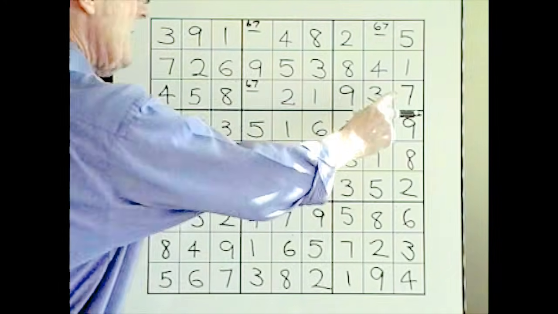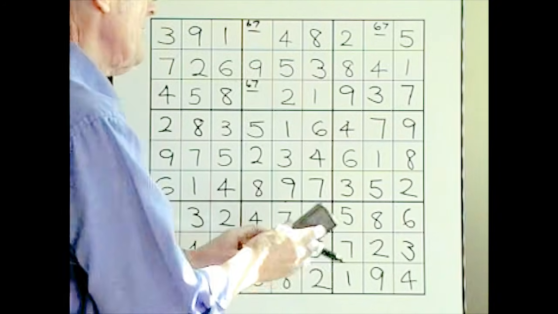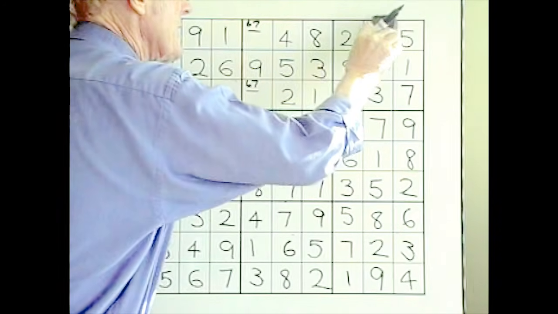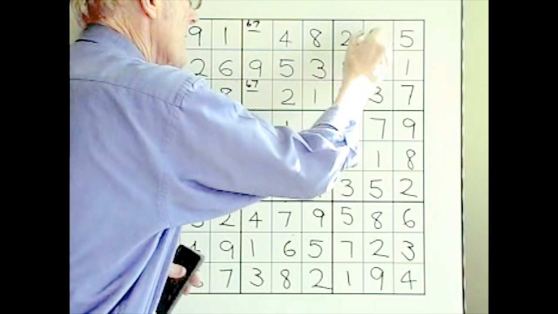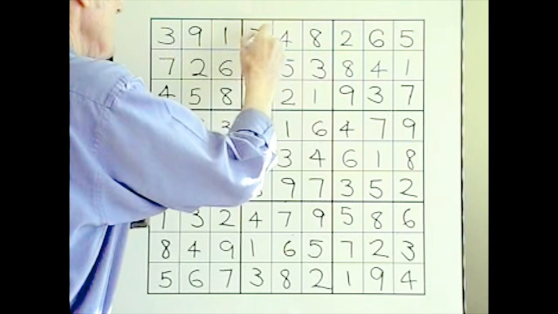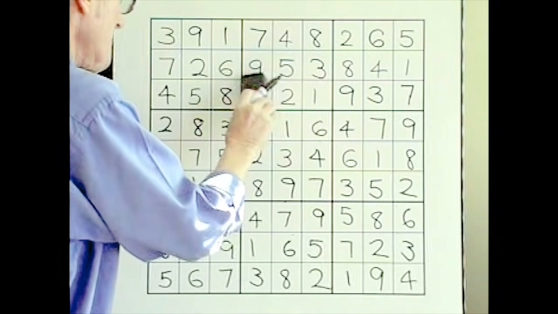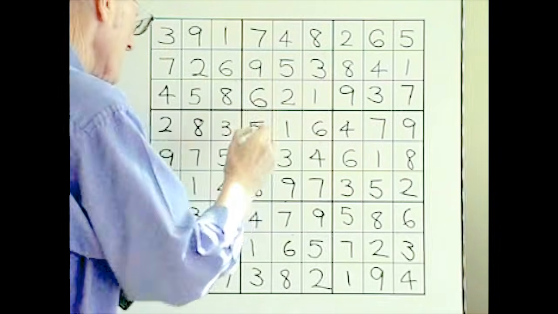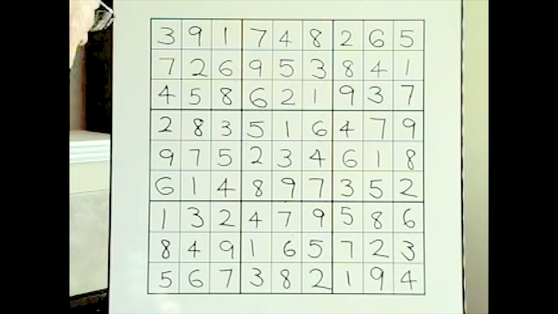Wow, if that's a 7, the ramification of that 7 being there means that this is a 6, and therefore this is a 7, and this is a 6. And I think that's done the puzzle for us. Well done everybody.